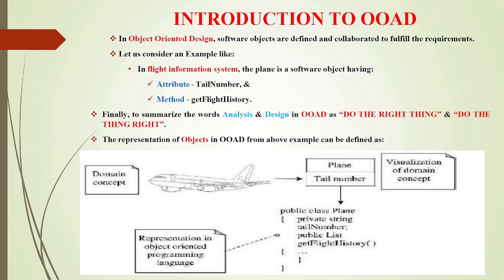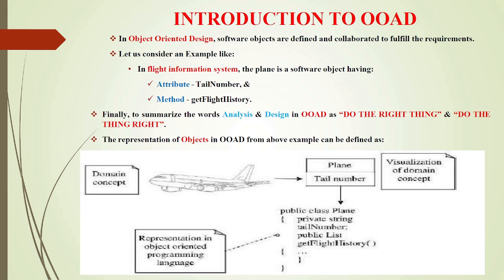The representation of an object in OOAD, let us go with an example. I have a domain concept of a plane or a flight, whatever you take into the picture. I'm taking my object as a plane, or you can consider it as a flight. By default, I'm considering a tail number, and I'm considering get flight history. So in this diagram, I have the plane as an object. The plane has a tail. The tail is an attribute and the tail has a number. The tail number will be acting as an attribute value.